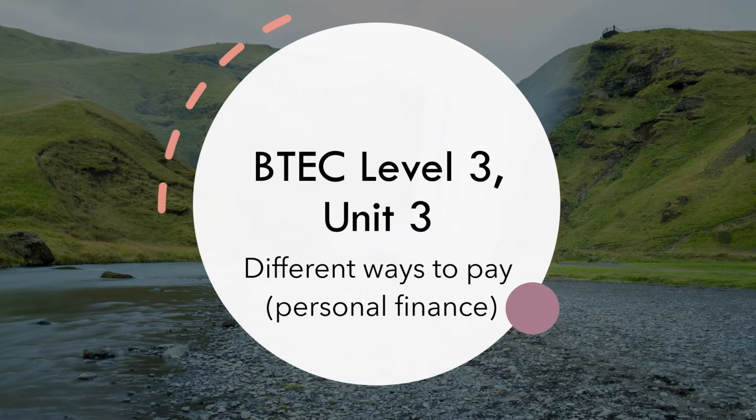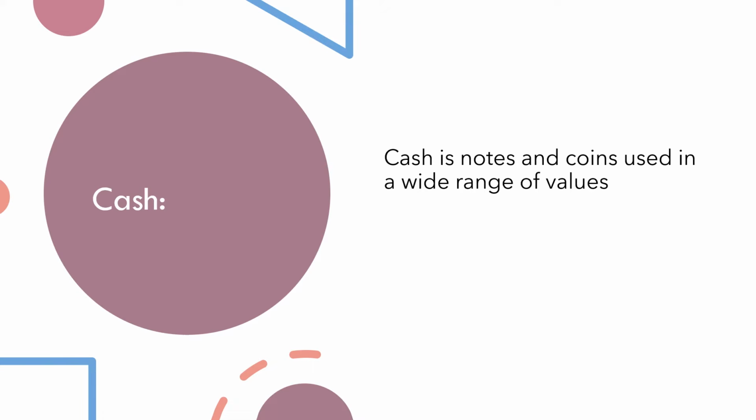But one of the functions of money that was talked about was means of exchange. That means that you can use money to pay for things, but there's not only one way to pay, there are many different ways to pay. So in this video, I'm going to go through the different methods of paying. Now the first obvious one is cash. Cash is notes and coins used in a wide range of values.